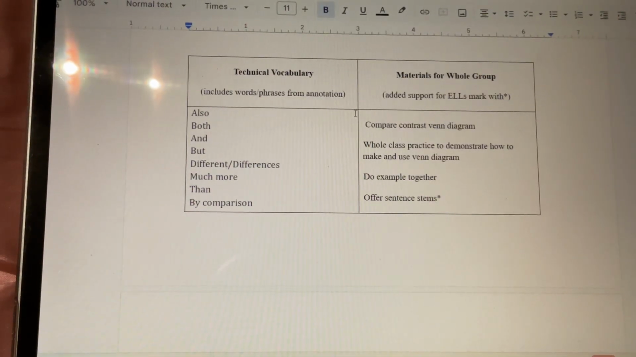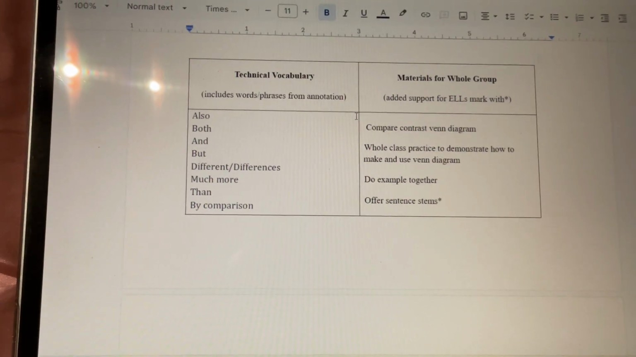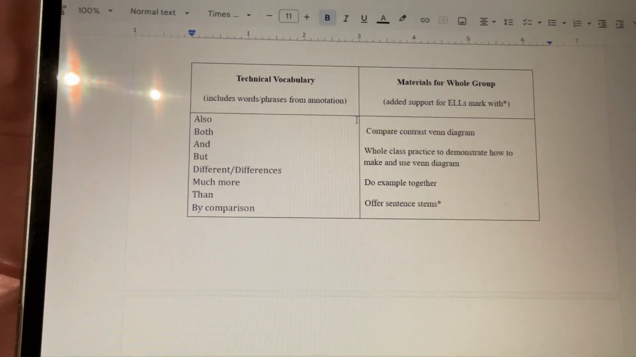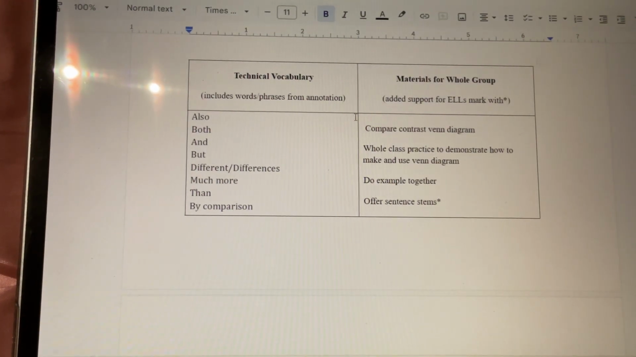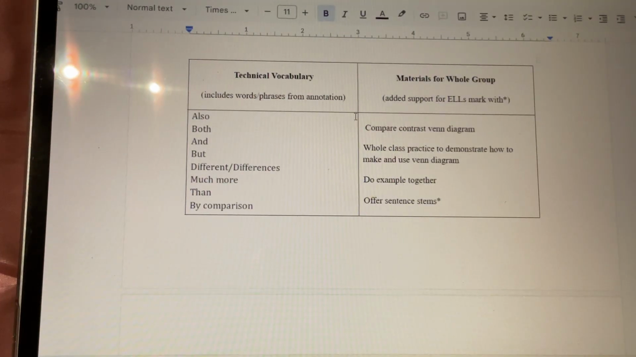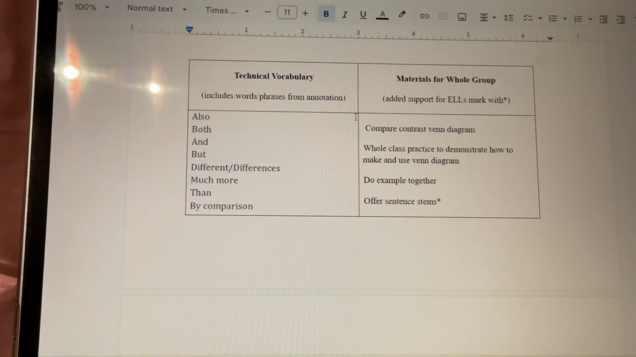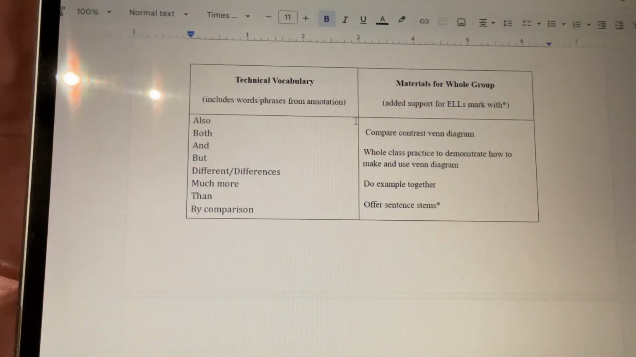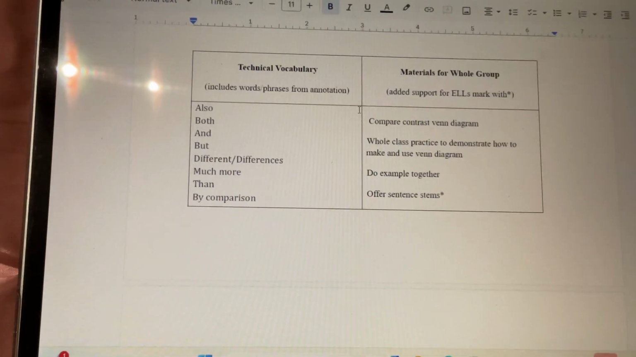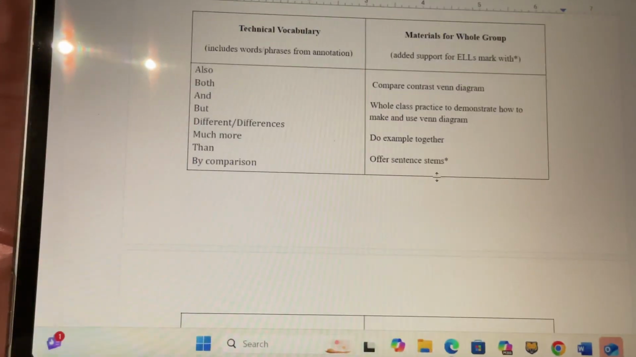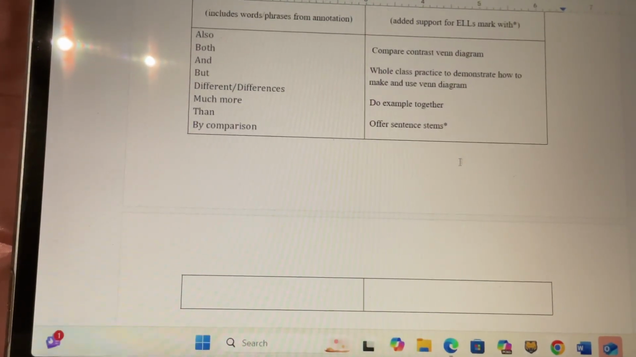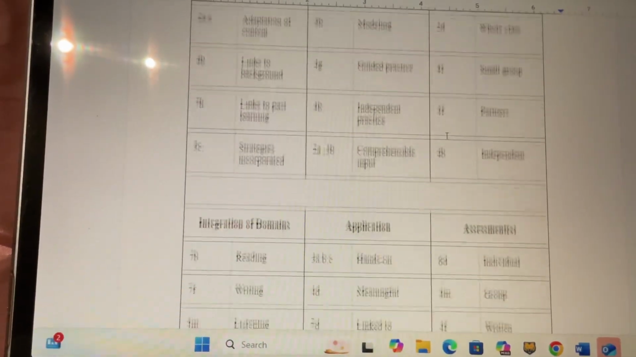Technical vocabulary would be words like also, both, and, but, differences, much more than, and by comparison. So materials for whole group would be a compare and contrast Venn diagram. I would have the whole class practice to demonstrate how to make and use a Venn diagram. We do an example together, and towards the end, I would offer sentence stems.